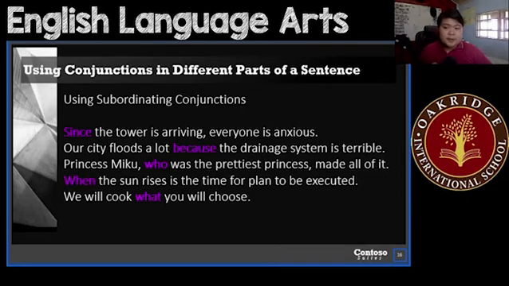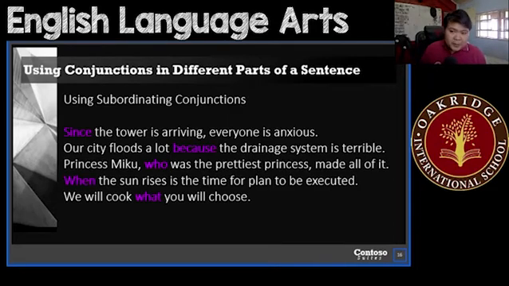Or how about this other one? When the sun rises is the time for our plan to be executed. Here, you start with the subordinating conjunction when. But this time, this dependent clause is used like a noun. It's used like a subject. This right here is a noun clause, wherein the clause is used just like a noun, and in this case, it's used like a subject.